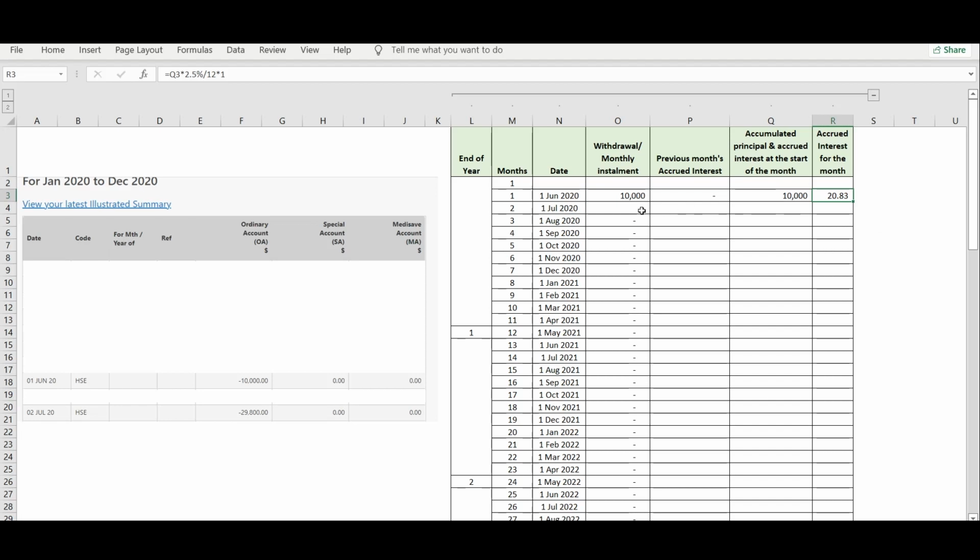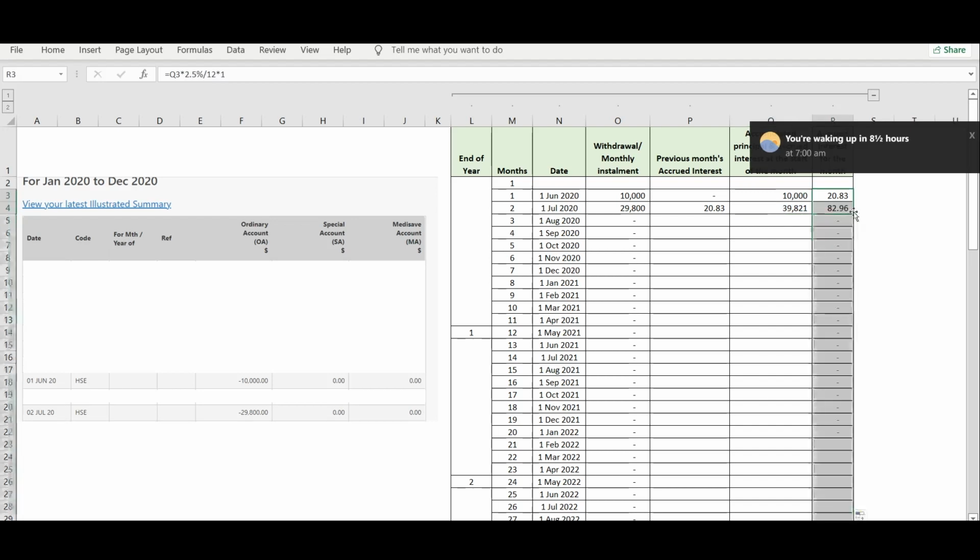So moving on to the next month, which is July. I also made a withdrawal of 29k, which is on 2nd July. But for the purpose of this illustration, I will just put it as 1st July. But for CPF, they do calculate as of the date that you make the withdrawal. Assuming I have paid the 29,800 on the first day of the month, including June's interest, my accumulated principal and accrued interest would add up to this amount at the start of the month. Then the interest will be calculated based on this new accumulated amount.